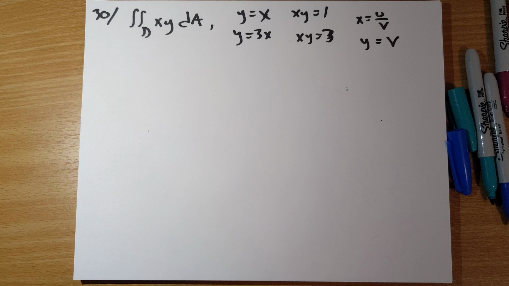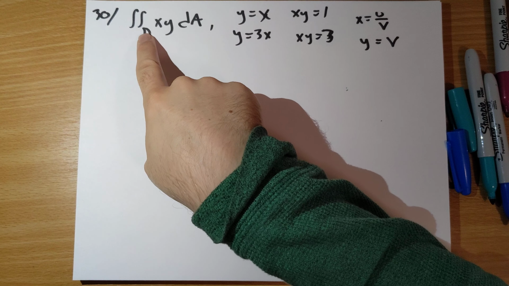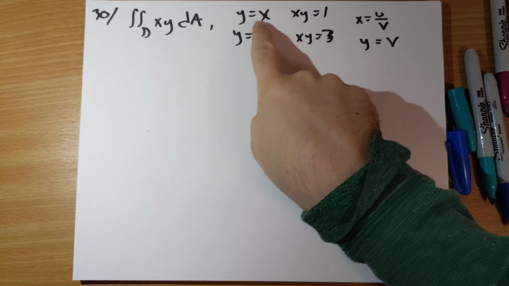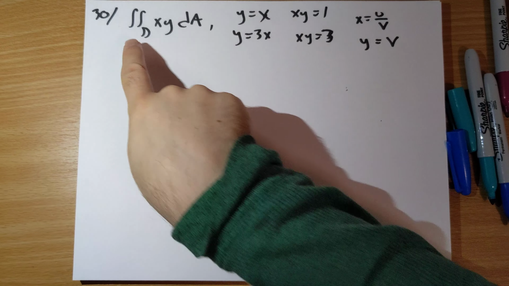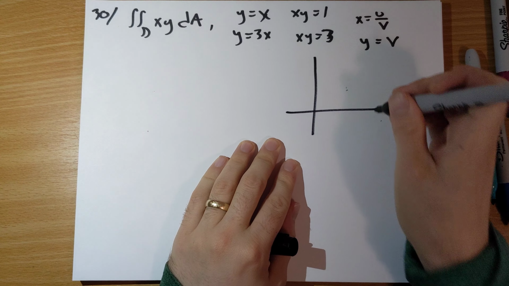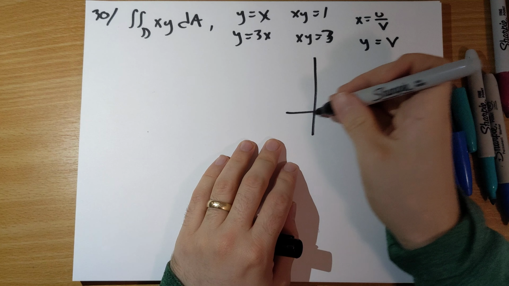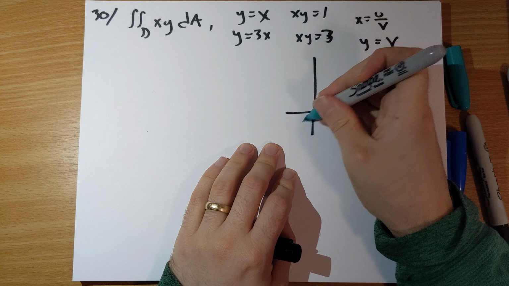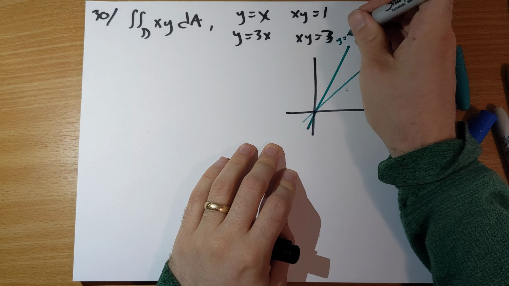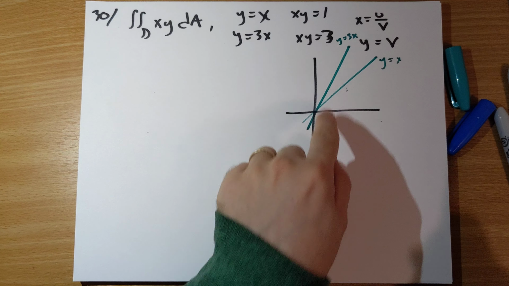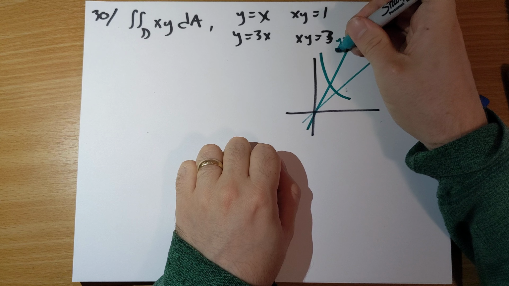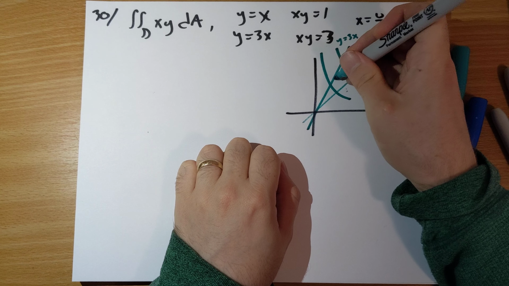Problem number 30, change of variables. We need to evaluate the integral over region D of xy dA, where the bounds on x and y for D are given right here. Let's just draw those really quick. So y is equal to x, y is equal to 3x, and then xy is equal to 1, xy is equal to 3. Those are hyperbolas. So the region looks something like this.